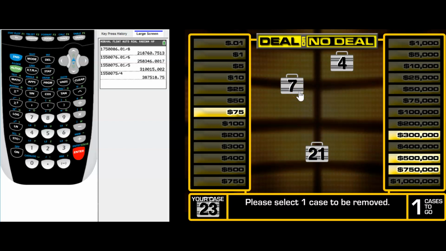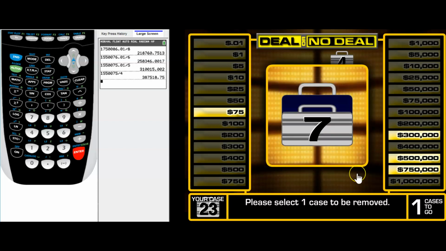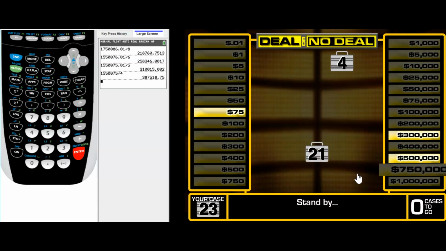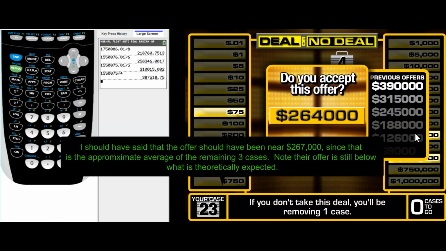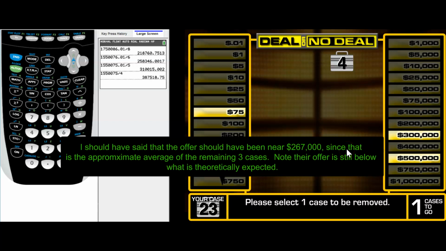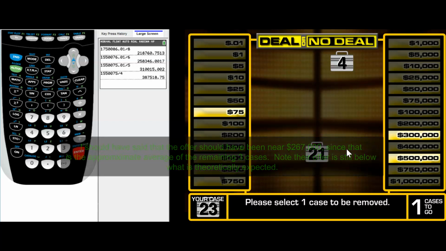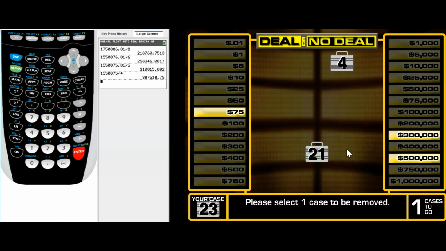Okay, we're almost done. Let's just see what happens here. I'm going to eliminate lucky number 7. Oh, bummer. There goes the $750,000. So now $800,000. Our offer should still be in the range of $400,000 or so. Nope, it's way down. So now you can see that they're giving us an offer that is much lower than what's theoretically expected. So I'm going to say no deal. And especially because 2 of the 3 cases that remain are $300,000 or higher.